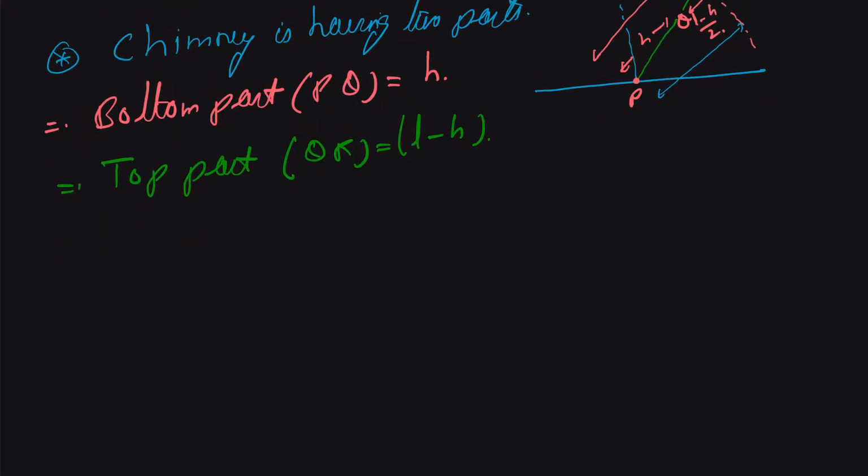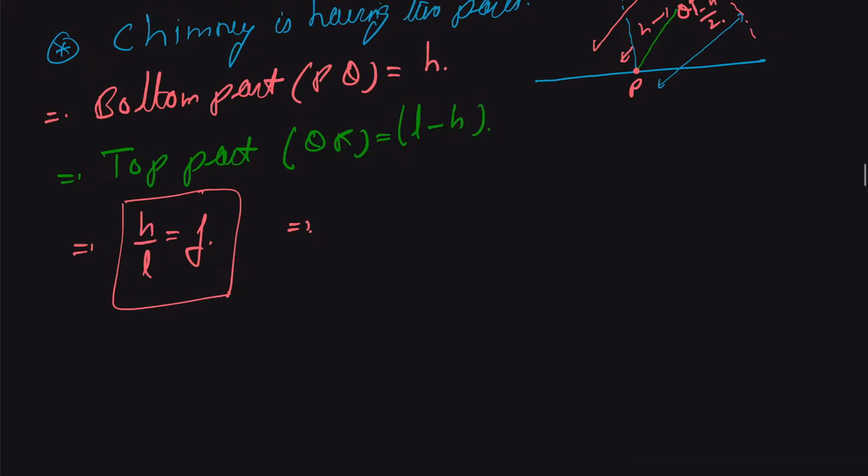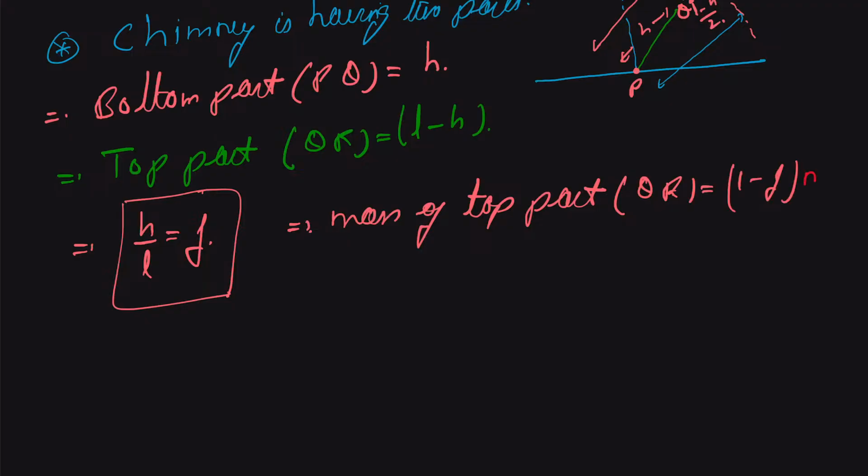For the sake of convenience, let us assume that the ratio of this H upon L is given by a factor F. Okay, so this we have assumed, and we are going to use this F factor in all the further calculations. Therefore, from here we can say that the mass of the top part, and top part is QR, will be equal to 1 minus F multiplied by total mass M.